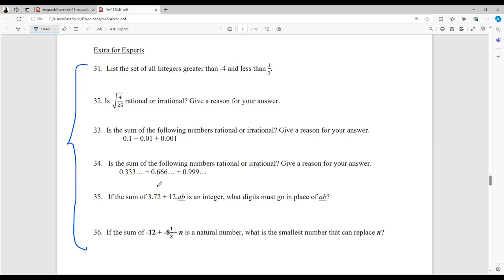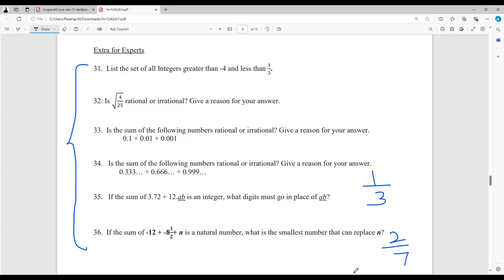These three numbers are repeated decimals. You can put them as fractions. So 0.333 means actually 1/3. And 0.666 means what? 2/3. Then 0.999 means one. No, 0.9999, if we write it as a fraction, I don't know how to do it. Oh, good question. That means 0.99999 means 9/10 or 0.9.